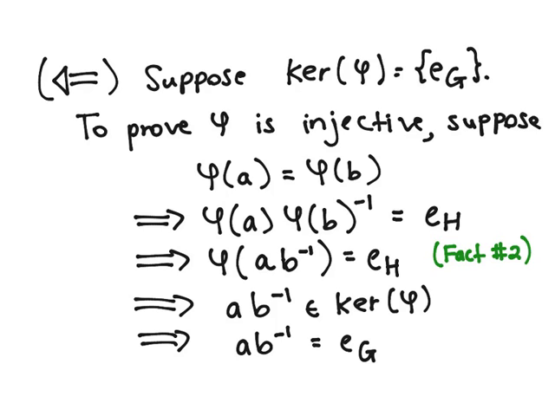And we've assumed that the only thing in the kernel of phi is the identity element e_G, so a b inverse must be equal to that, which, if we multiply both sides by b, gives us a is equal to b. So we've supposed that phi of a equals phi of b, and concluded that a equals b. That means exactly that phi is injective, and that finishes the proof of the theorem.